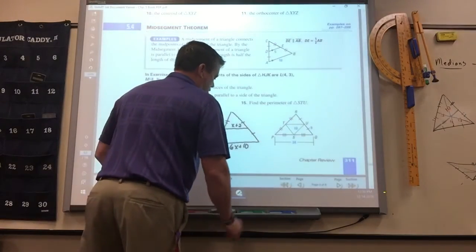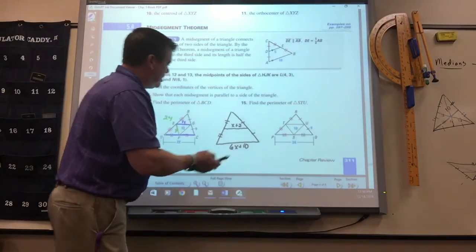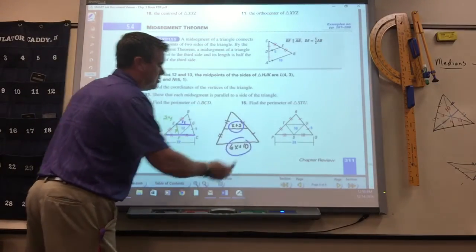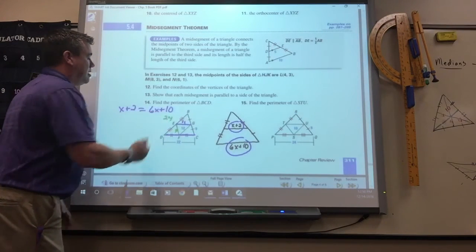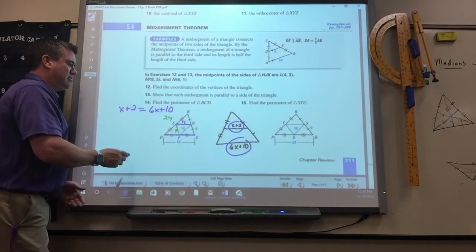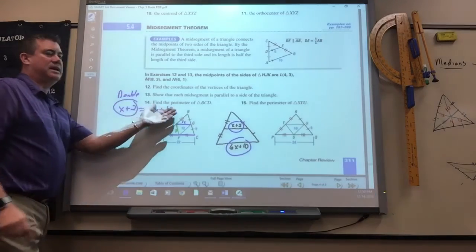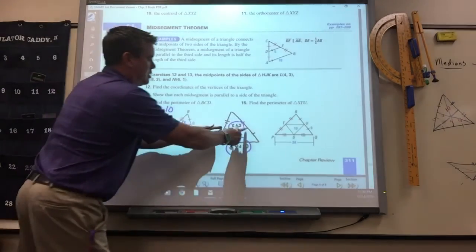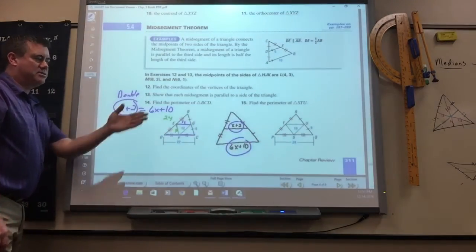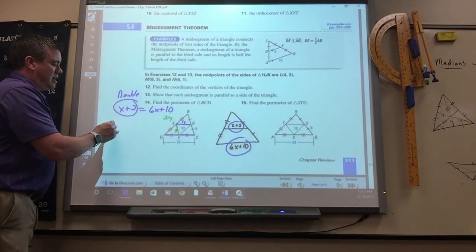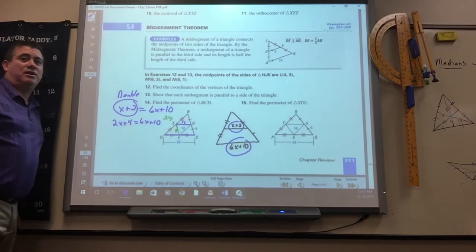Okay? And you have to figure out what X is. Now, these are not equal right now. X plus 2 does not equal 6x plus 10. So I can't write that equation, but what I could do is double this or half this, and then they'd be equal. Because 2 of these is the same as one of those. So I could double this and write 2x plus 4 equals 6x plus 10, and then I could solve it.